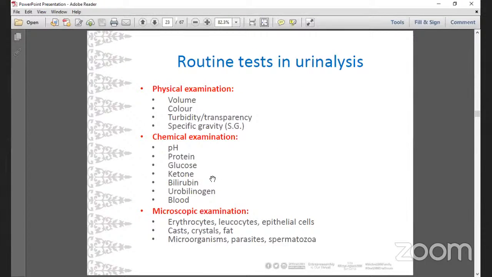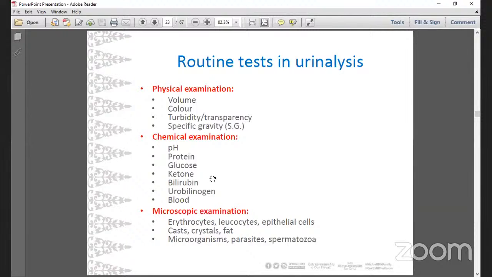So, routine tests in urinalysis. I believe that this one has been taught in class by your lecturers, so this is like a revision. For urinalysis, we can divide it into three examinations. The first one is physical examination. Number two is chemical examination, and number three is microscopic examination.